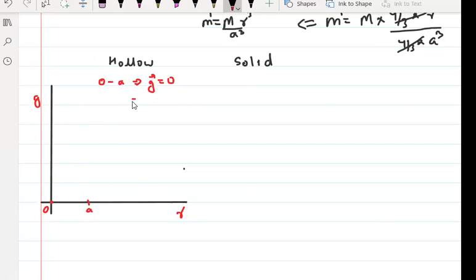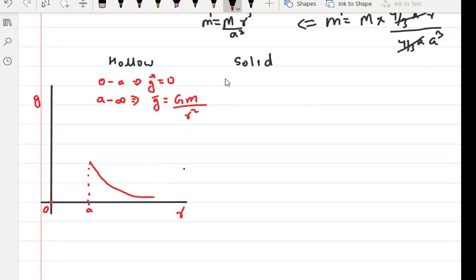Now after this, from A to infinity, G is capital G M by R square. Inverse square law. So suppose this is some value, and after this it is inverse square law, so it is like this. Agree? So this is the graph of G with respect to R for the hollow sphere.